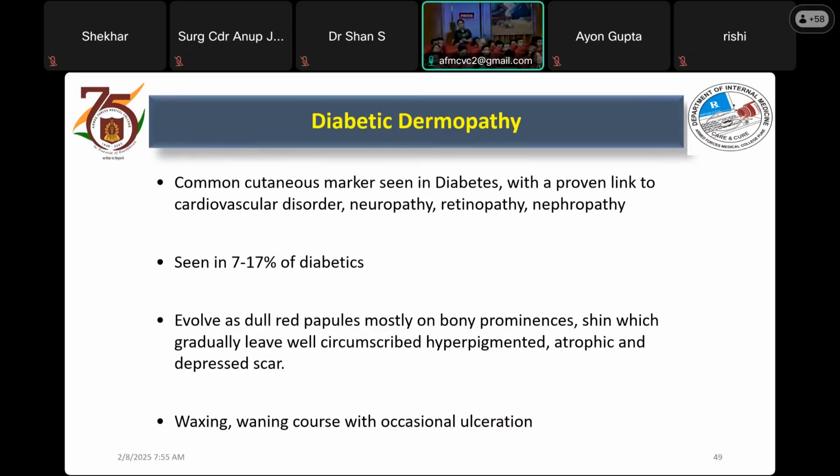What is the clinical relevance? It is associated with the microvascular, macrovascular. Yes, 30% of the patients with diabetes can have diabetic dermopathy. It's one of the most common, and it is a marker for diabetes. Very good. So we have another question for you.